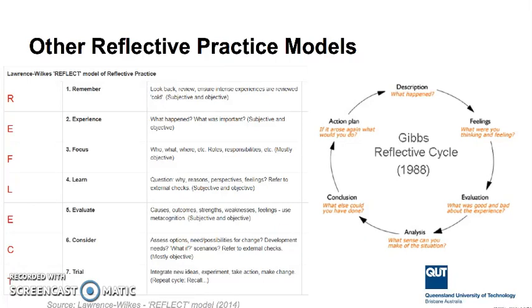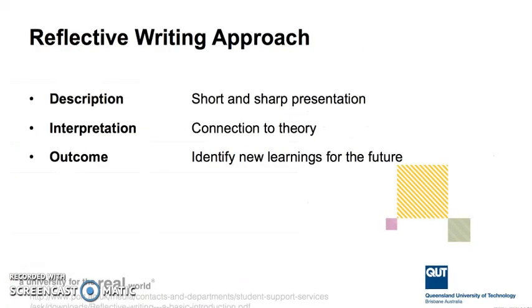There are a lot of different models of reflective practice, and Gibbs' reflective cycle from 1988 is one example. I encourage you to dig deeper into this topic and research more if you find it interesting. But to simplify it, it comes down to describing a situation, interpreting and connecting this situation to a theory, and then eventually identifying new learnings for the future.